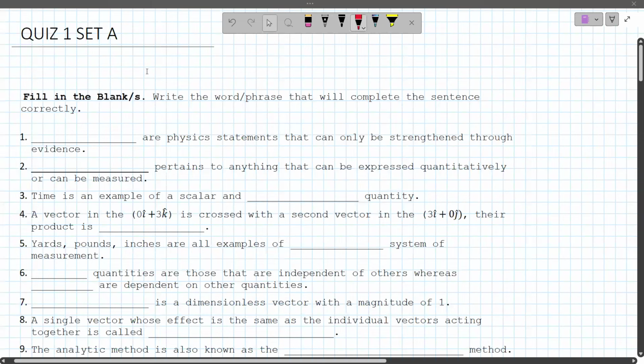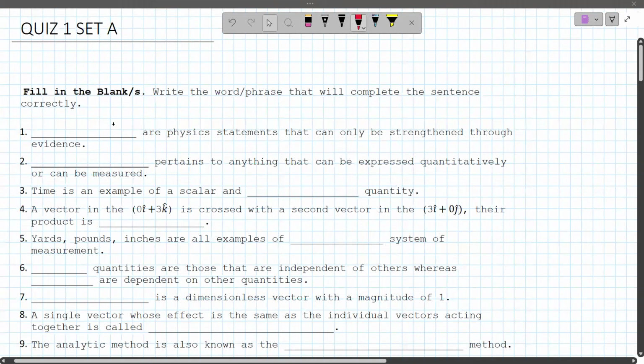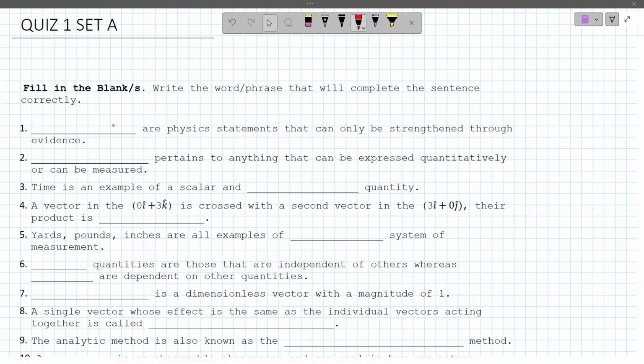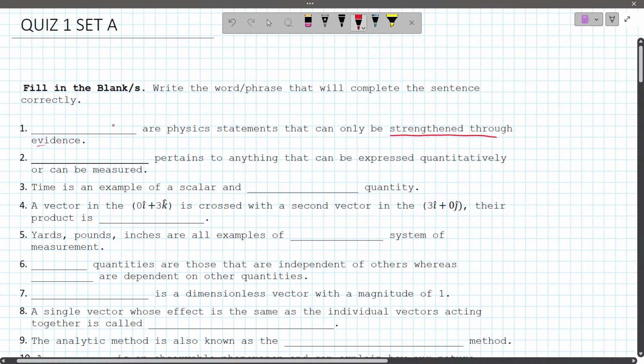Let's go over the concept part first. The first statement: physics statements that can only be strengthened through pieces of evidence. The key term is strengthened, so the answer is theories. Blank pertains to anything that can be expressed quantitatively or can be measured. The answer is physical quantity.